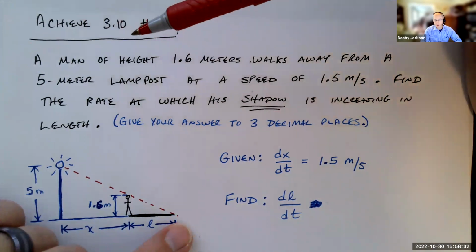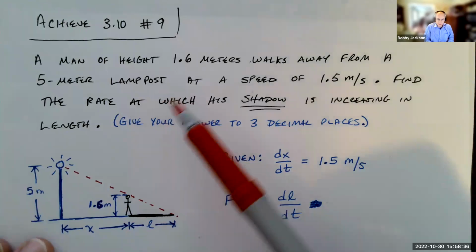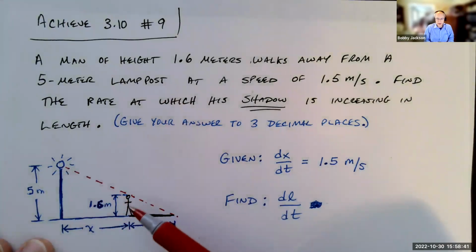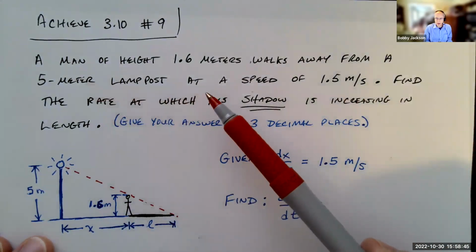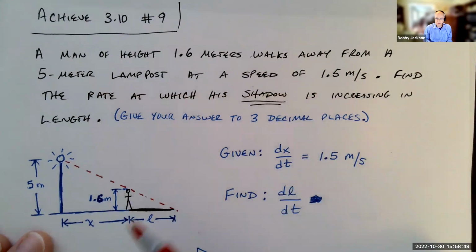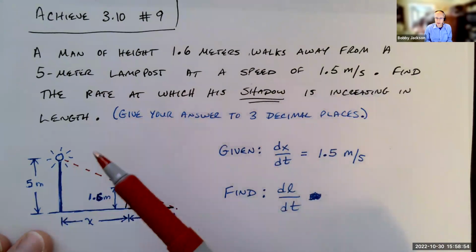So a man of height 1.6 meters walks away from a 5-meter lamppost. So here's the lamppost. Here's my little stick figure man. They do a little bit better job with their man in the diagram. And this man is walking away from the post at a speed of 1.5 meters per second. Find the rate at which his shadow is increasing in length.